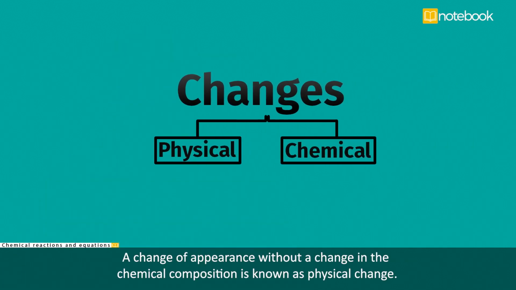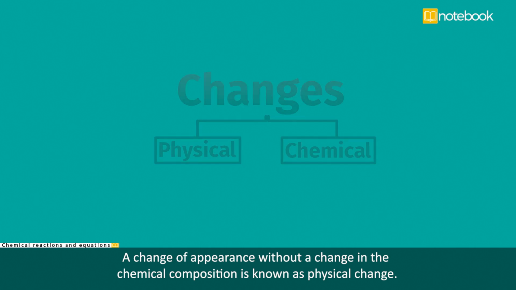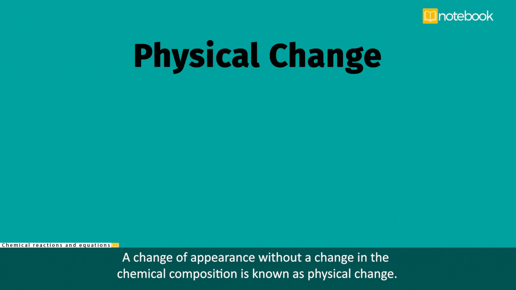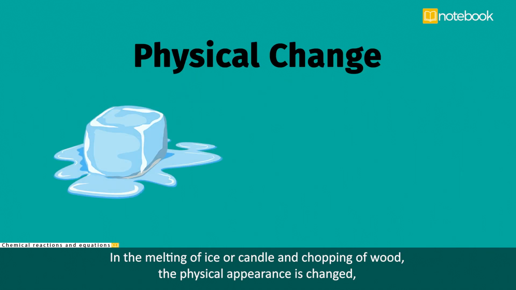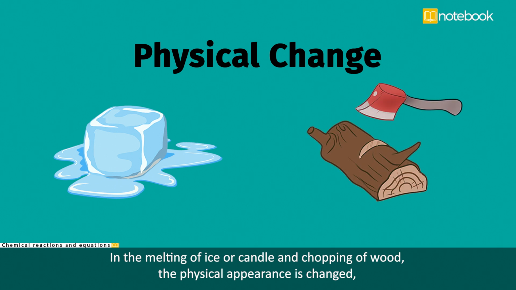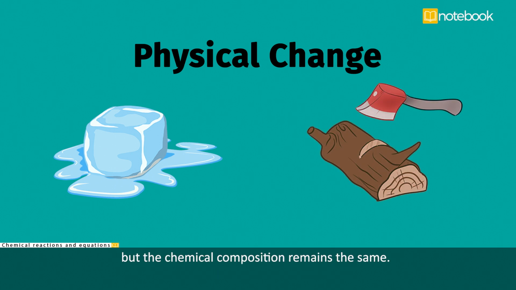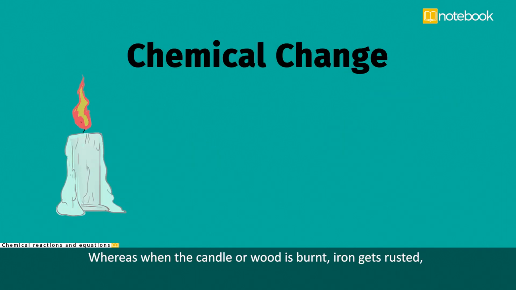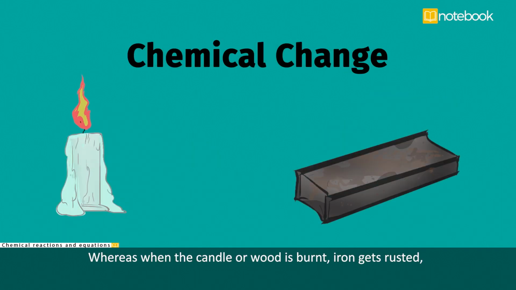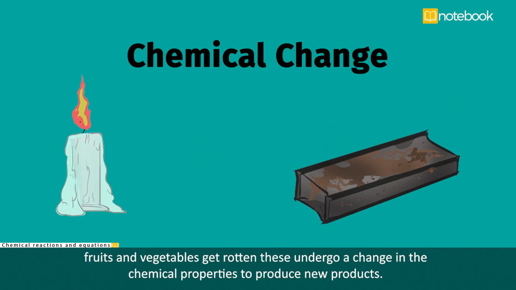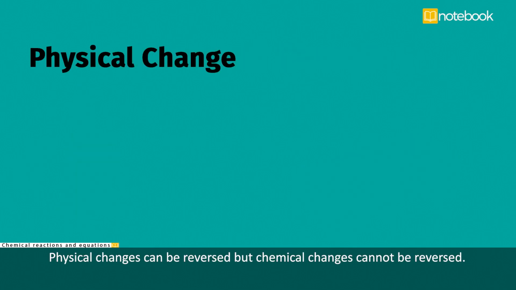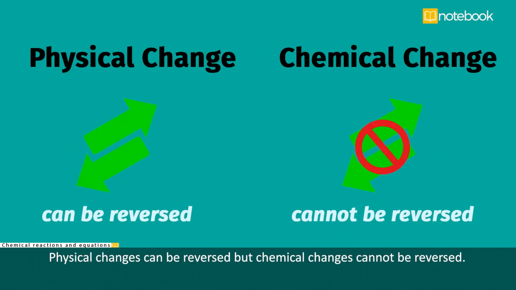A change of appearance without a change in the chemical composition is known as physical change. In the melting of ice or candle and chopping of wood, the physical appearance is changed, but the chemical composition remains the same. Whereas when the candle or wood is burnt, iron gets rusted, fruits and vegetables get rotten, these undergo a change in the chemical properties to produce new products. Physical changes can be reversed, but chemical changes cannot be reversed.